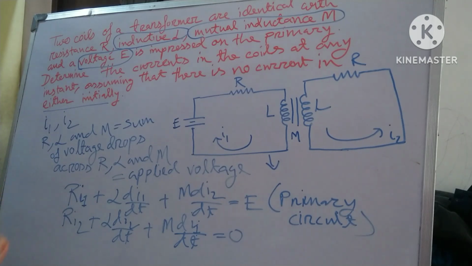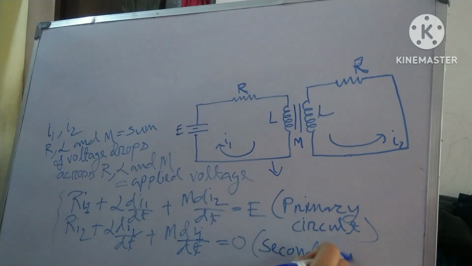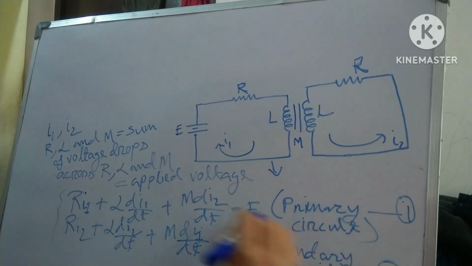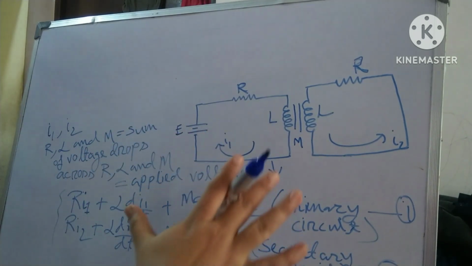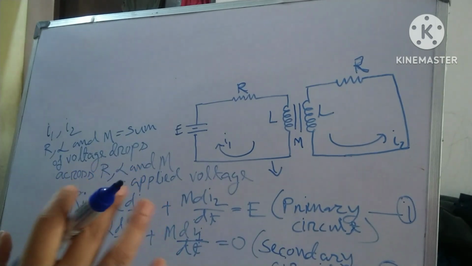So friends, I hope you will write everything down. Please pause this video. I will remove everything. This is the two equations. This is the primary and this is the secondary. You get the primary circuit and the secondary circuit. Now d by dt can be replaced with D, and I just want to solve the simultaneous equations. These are my equations one and two. These one and two are the simultaneous equations, friends. I hope it is clear for everyone.